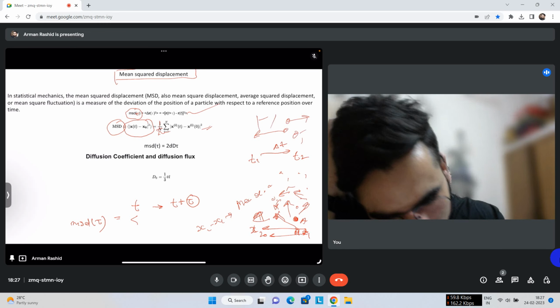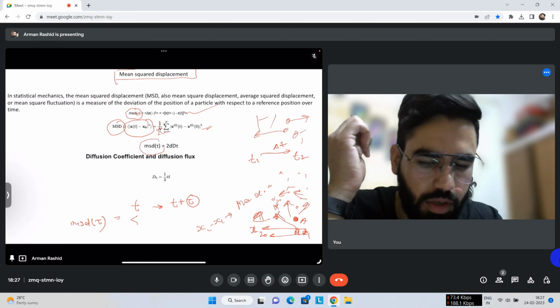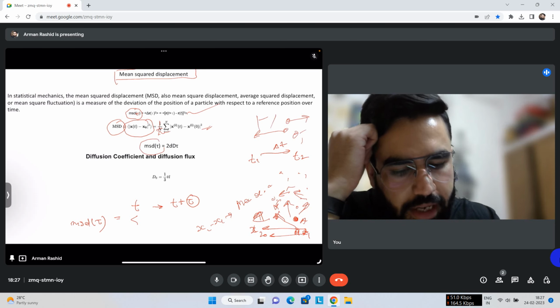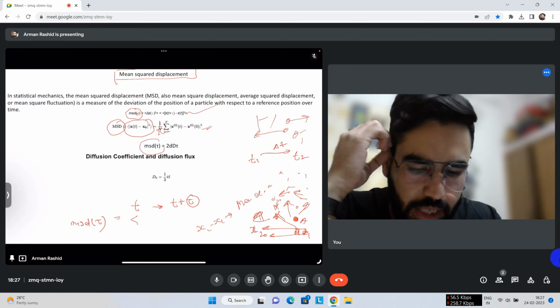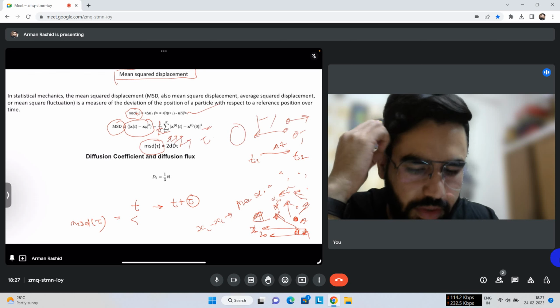Okay, now mean square displacement is also related to the diffusion coefficient. Using the kinetic theory of gases, the mean square displacement will be equivalent to a multiple of the diffusion coefficient D and the time period tau, where tau is the time period for which it is taken.